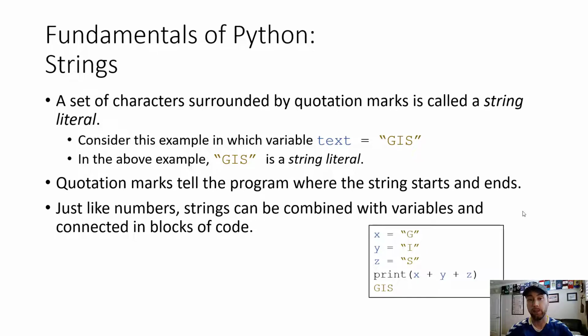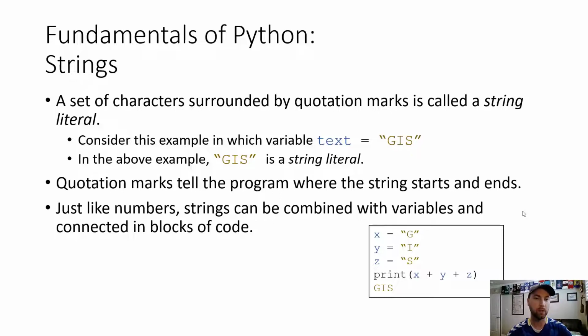Now, the variable could be x, it could be y, it could be geographic information systems, it doesn't matter. What you're doing is choosing some sort of variable and then defining it in the assignment statement. In this case, the variable equals GIS. So quotation marks tell the program where the string starts and where it ends. Open quote, enter your text, close quote, that would be your text string.